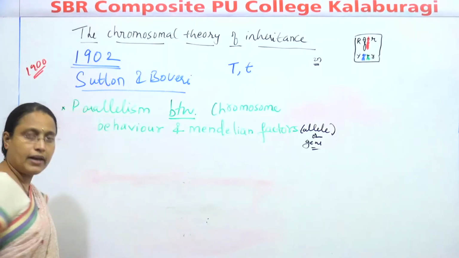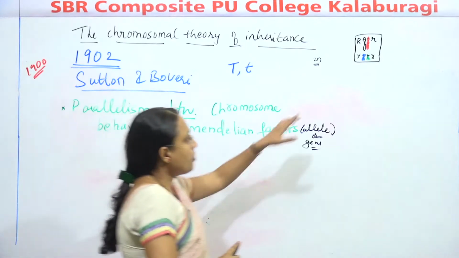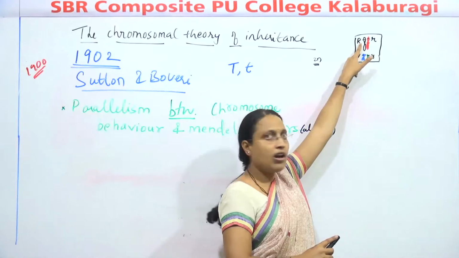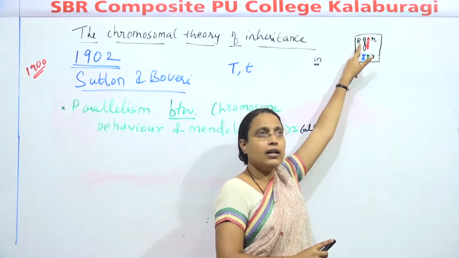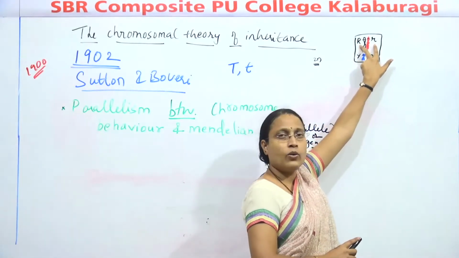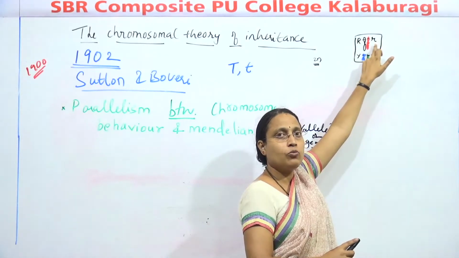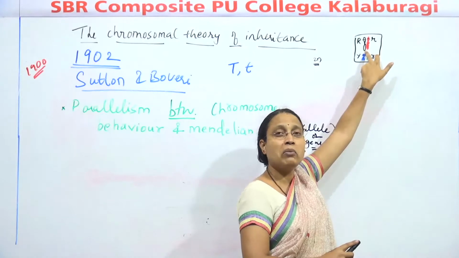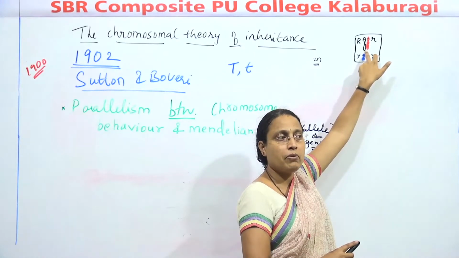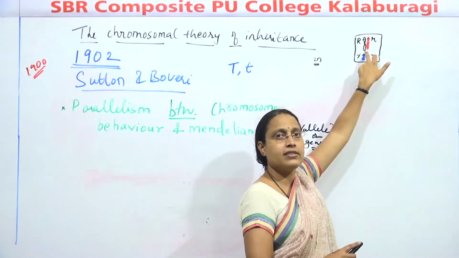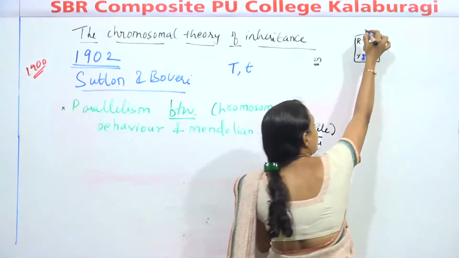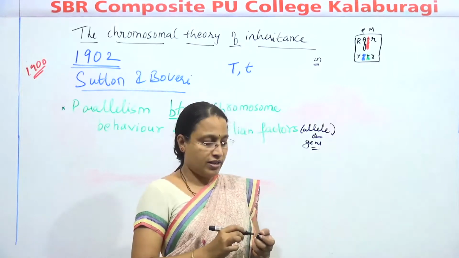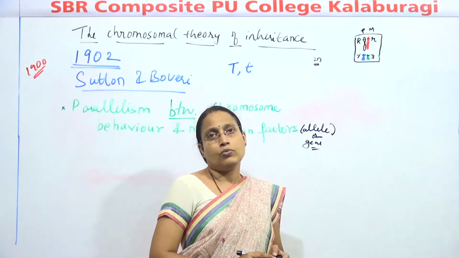Now, the second similarity. This is the parent cell that gives rise to gametes, and you can see in the parent cell, for a character called R, there are two alternative alleles. One is capital R, another is small r. These two chromosomes are a similar type of chromosomes, called homologous chromosomes. One is paternal in origin, and the other is maternal in origin. They are identical chromosomes.